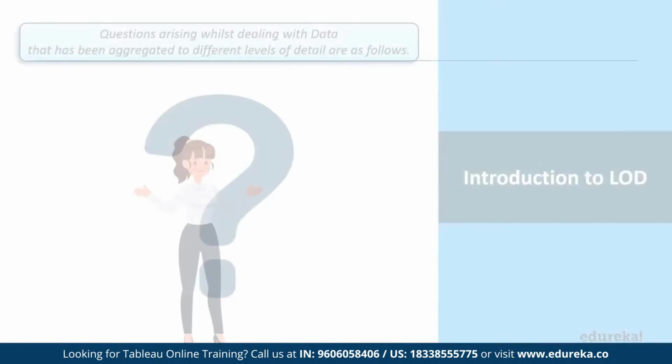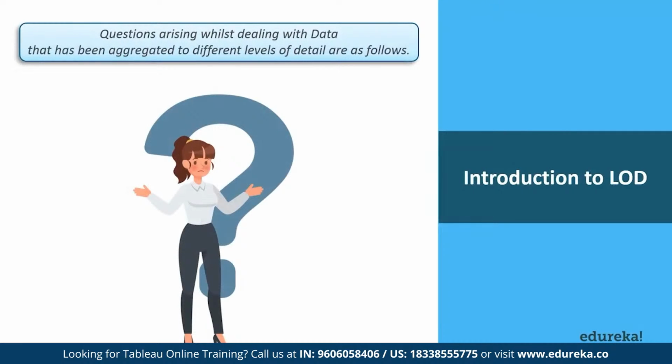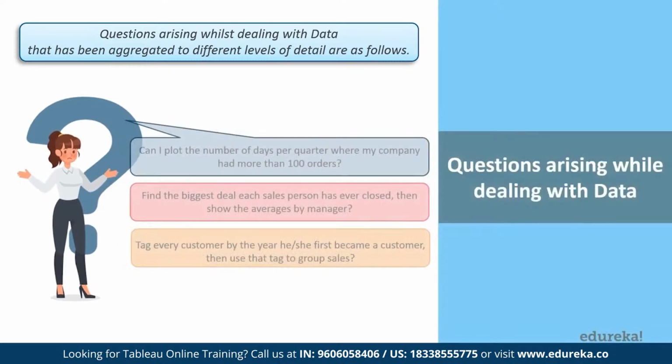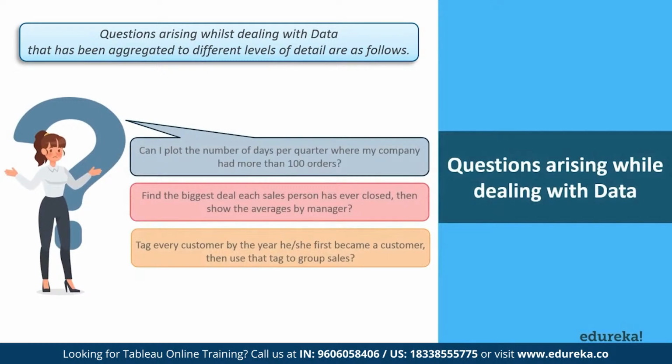Now there are a few questions which always arise while dealing with data that has been aggregated to intricate levels of details. And these questions are often simple to ask but really hard to answer. They sound something like, can I plot the number of days per quarter where my company had more than 100 orders? How can I find the biggest deal each salesperson has ever closed, then show the averages by manager? How can I tag every customer by the year he or she first became a customer and then use that tag to group the sales?